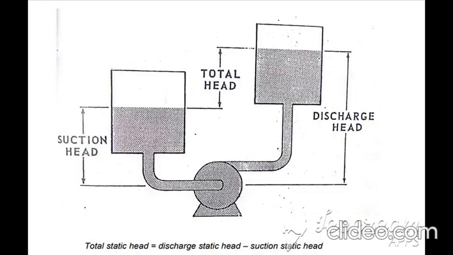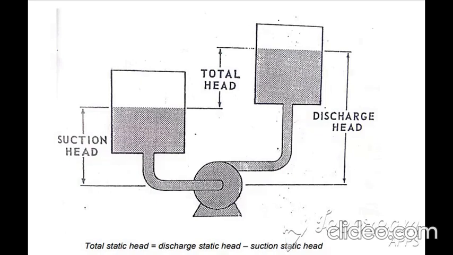After discussion about the word head, now you know what head is: head is height, also the power of the pump. And now we proceed towards different types of head, and in this diagram you are watching different types of head. The first one is suction head, the second one is discharge head, and the third one is total head. The difference between these three types of heads is indicated through their names also.